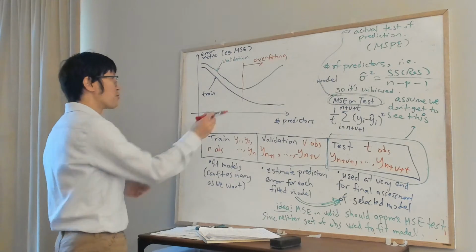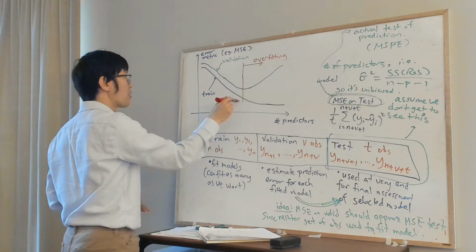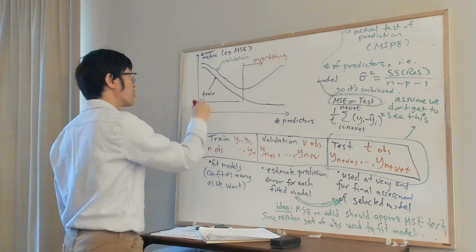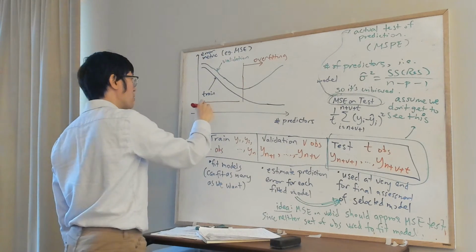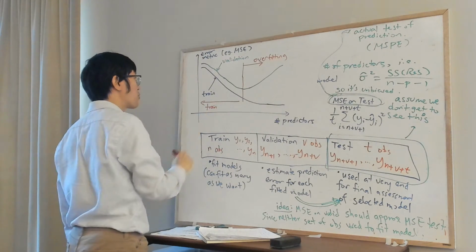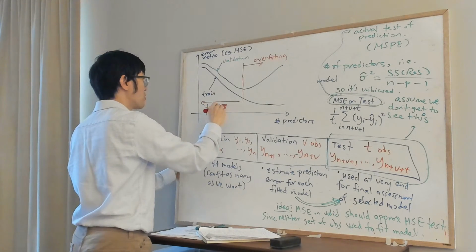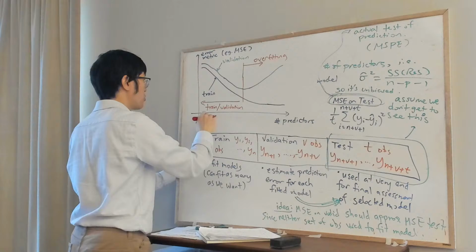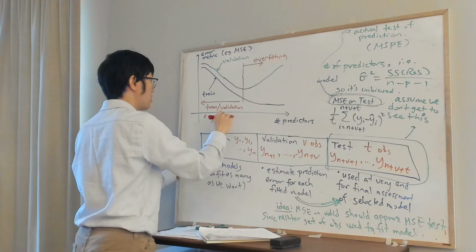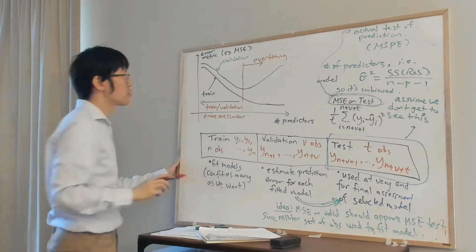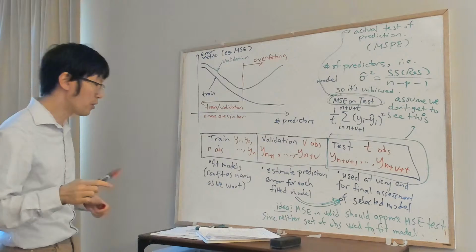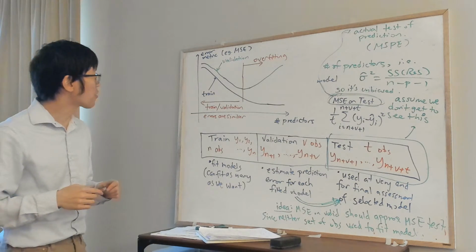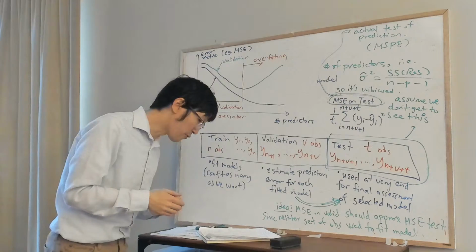On the other hand, over here, before we reach the overfitting phase, if we're not overfitting, then the train and validation error are similar. That's the key takeaway from this classic machine learning or statistical learning graph.